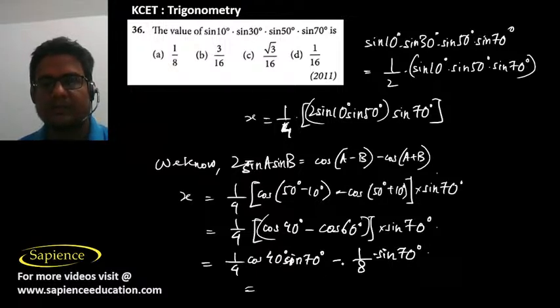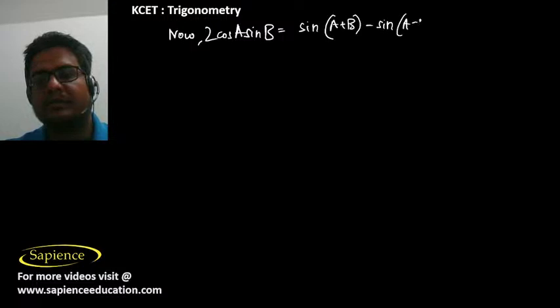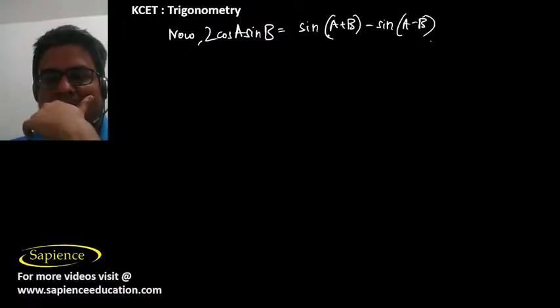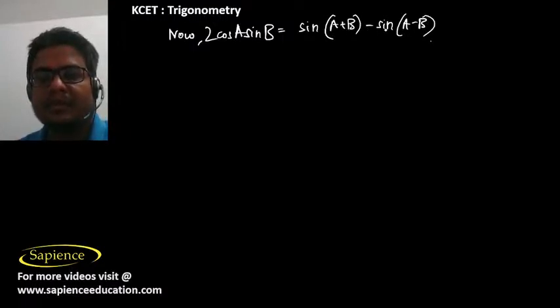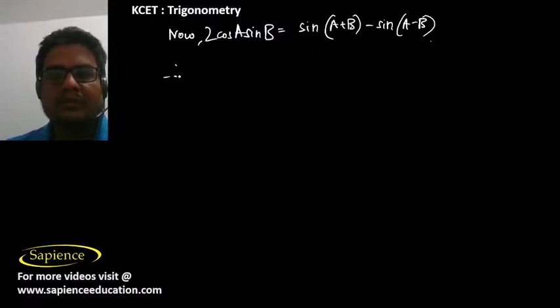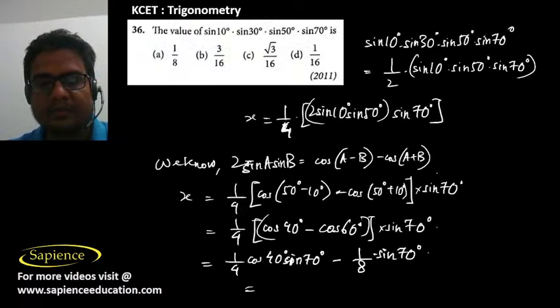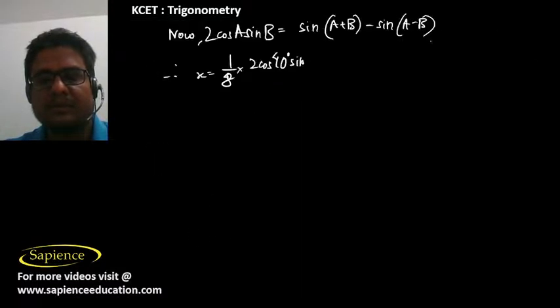So now we know that 2 cos A sin B will be equal to sin A plus B minus sin A minus B. Since it will be 2 sin A cos B plus cos A sin B, this will be minus of sin A cos B minus cos A sin B. Okay, so therefore this expression x will be equal to 1 by 8 into 2 cos 40 into sin 70 minus 1 by 8 into sin 70 degree.